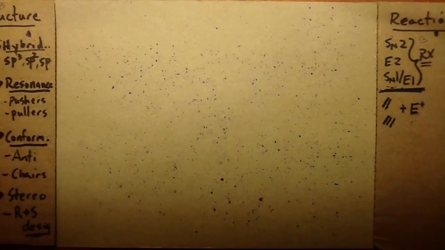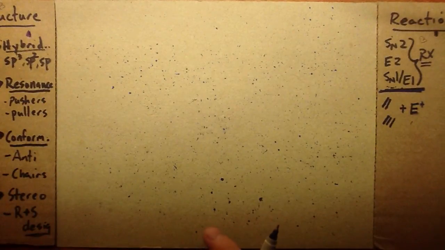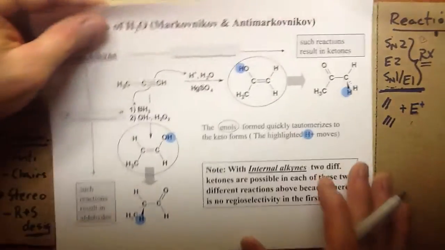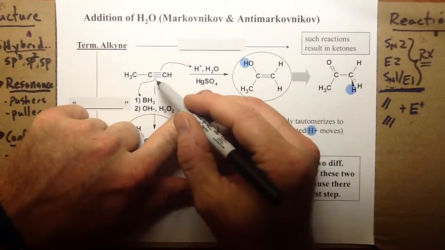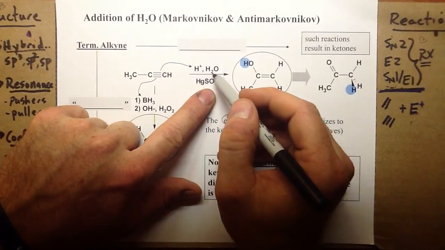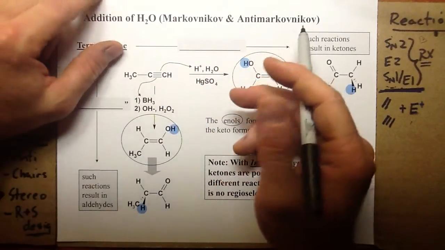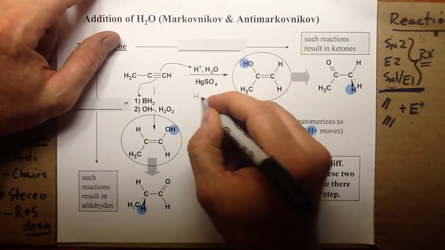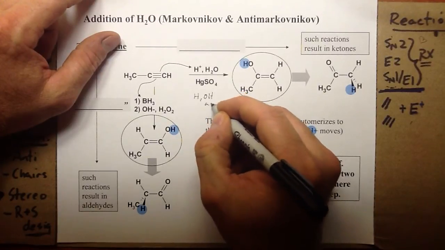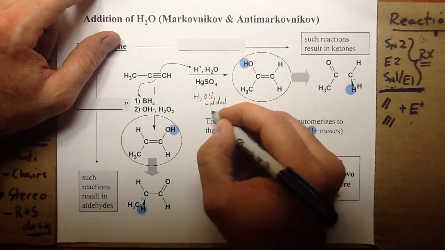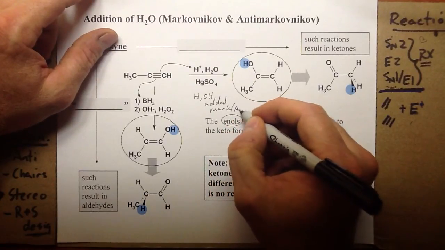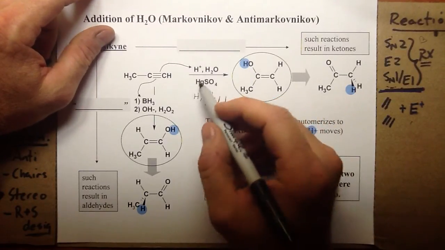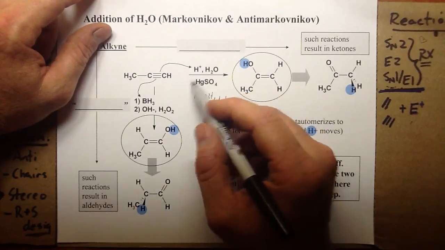All right, moving right along, we do have the ability to add water across the triple bond, just like we did with alkenes. We've seen alkenes react with acid in the presence of water to get addition of H and OH, so H and OH are added. And it's Markovnikov, and it's anti. These will come on, just like in the case of acid with HX.